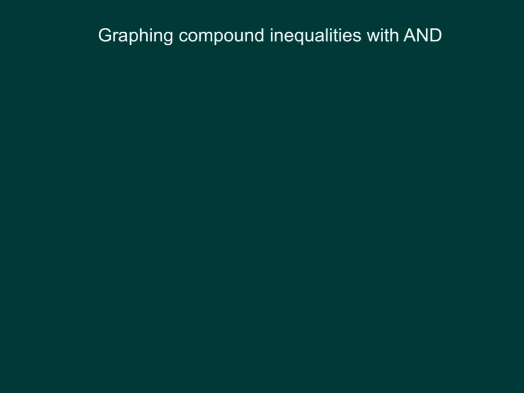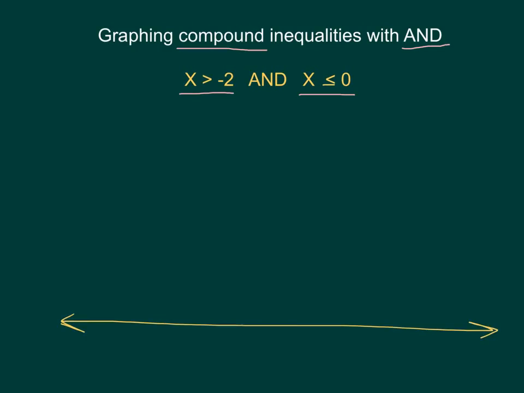In this video, we're going to learn how to graph compound inequalities with the word "and." When we say compound inequalities, that just means that we have more than one. We use the word "and" to show that we have to display something that is true for this inequality and this inequality. So once again, we're going to need a number line.